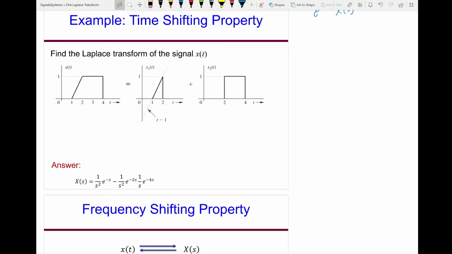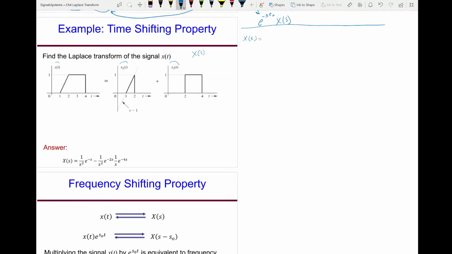So we have this signal x of t, and we need to find the Laplace transform x of s. Now, one way to do this is to break this signal x of t as a linear sum of two simple signals, x1 of t and x2 of t. So we can write x of t equal x1 of t plus x2 of t.